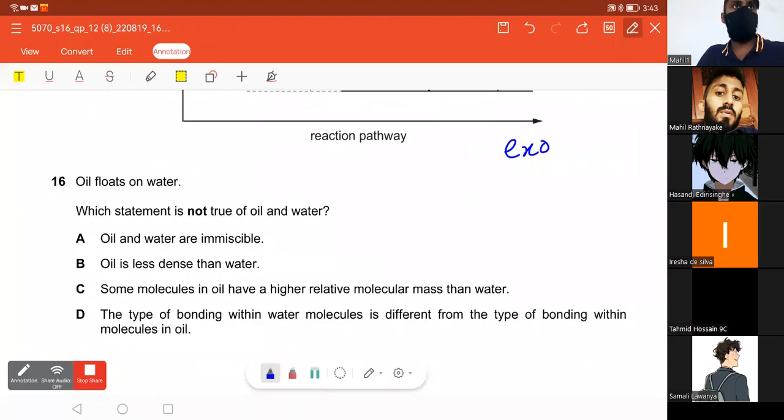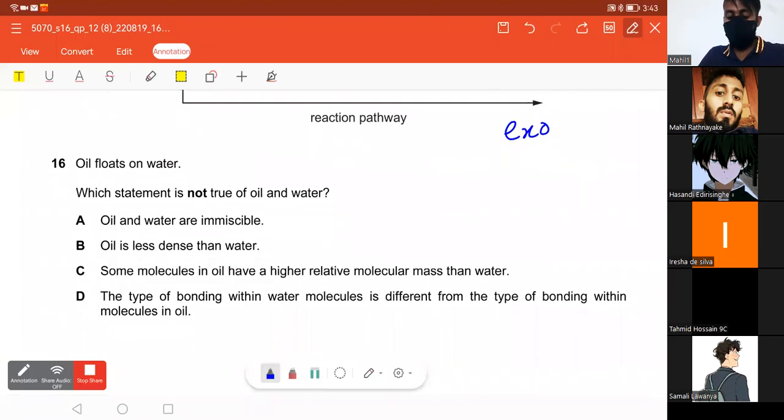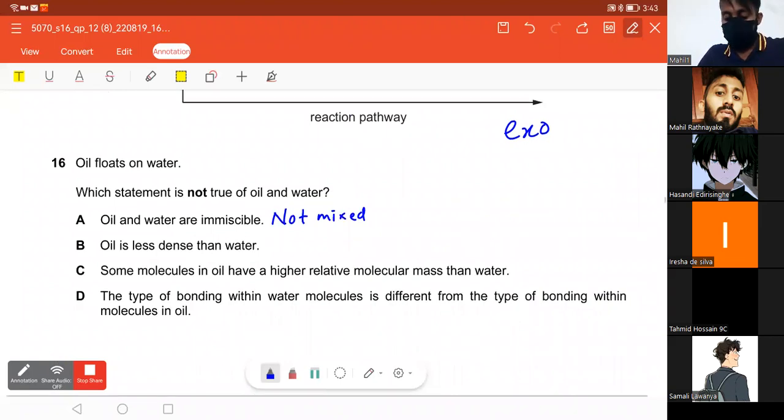Oil floats in water. What is not true for oil and water? Listen. Oil and water are immiscible. What does immiscible mean? Not mix. Yes, that statement is correct. Oil is less dense. Yes, that's why it floats.